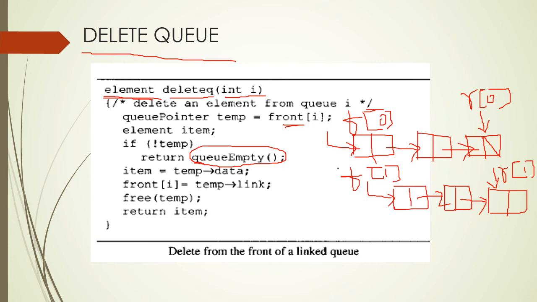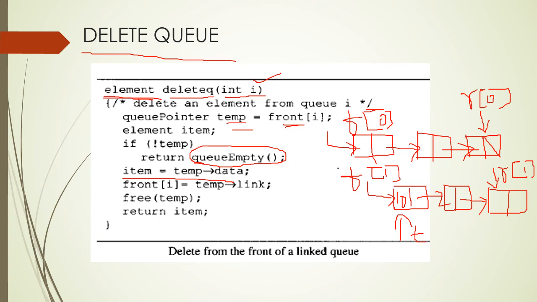Assume that I want to delete an element from queue number 1, therefore I value is 1. I will declare one more variable, say temp is equal to front of I, which means temp is pointing to the front node of queue number 1, and element is equal to item. Let us assume that the element stored here is 10. If temp is not null is evaluated as false, then it goes to the else part. So item is equal to temp of data. So here temp of data is 10, that will be copied to the variable item.